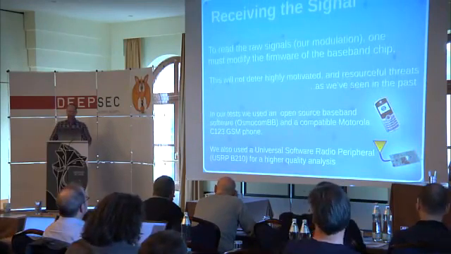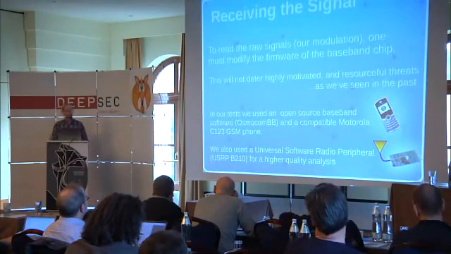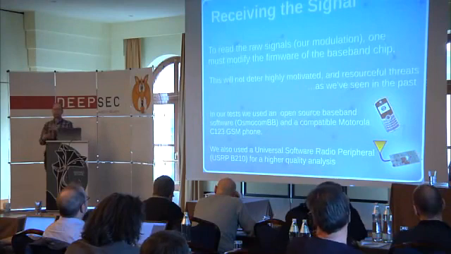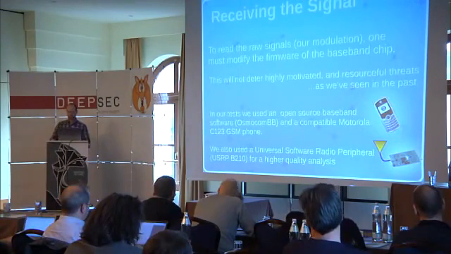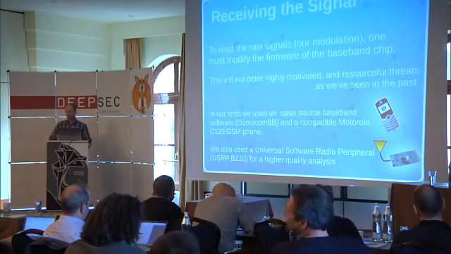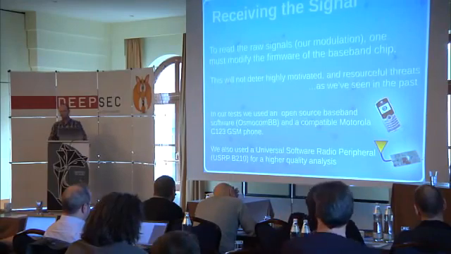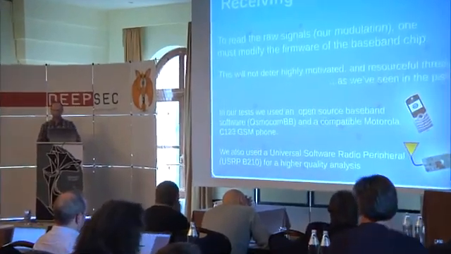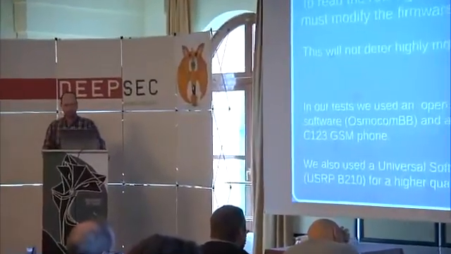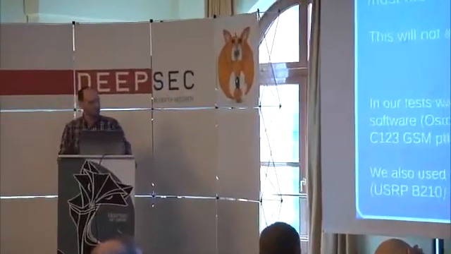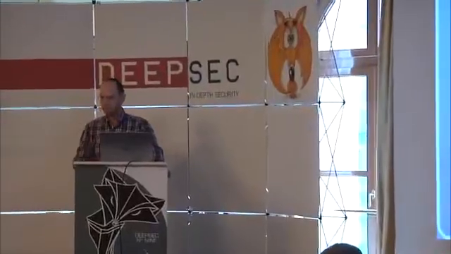Now, for receiving the signal: for a phone to get access to the raw signals, you would actually have to modify the firmware of the baseband chipset. Although that's kind of out of the capabilities of the average person, because you basically need access to closed source code, we've seen this doesn't really deter highly motivated threats, so we assume this is still considered a threat.